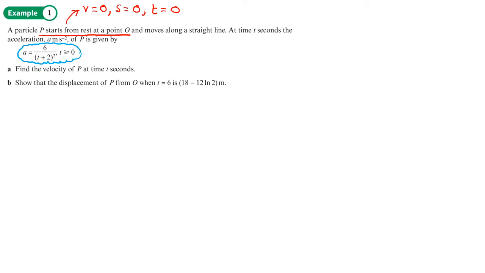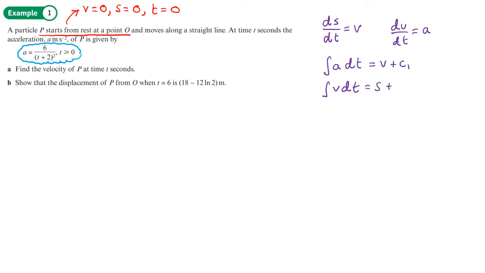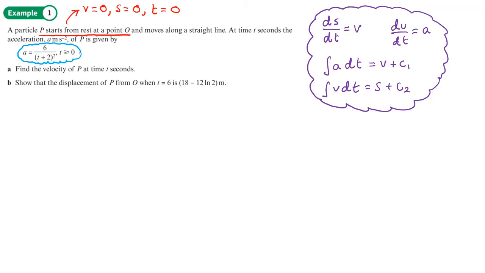So just as a reminder, when we differentiate the displacement with respect to time, we get the velocity. When we differentiate the velocity with respect to time, we get the acceleration. When we integrate the acceleration with respect to time, we get the velocity plus c, let's call that c1. And when we integrate the velocity with respect to time, we get the displacement plus a different constant, we'll call that c2. So that's just a reminder of variable acceleration, which is what we've got.